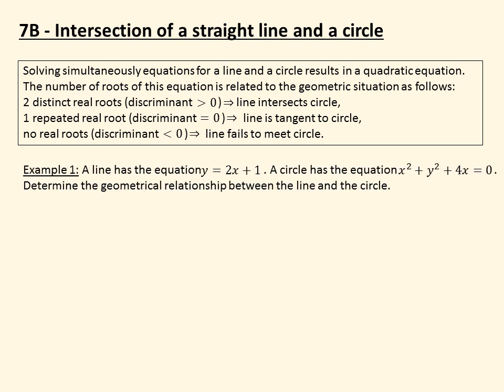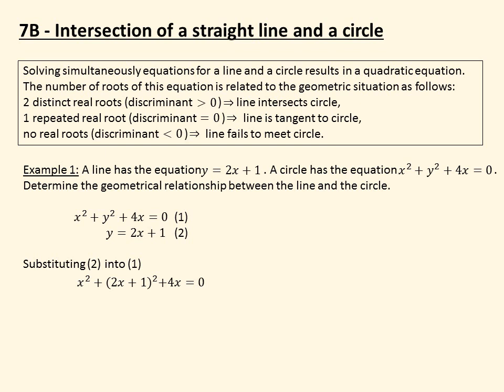In example 1, we need to find the geometric relationship between the straight line and the circle. If we write the equations down, we can substitute the equation for the straight line into the equation for the circle. If we now expand the bracket out and collect the terms for x together, we have a quadratic for x.